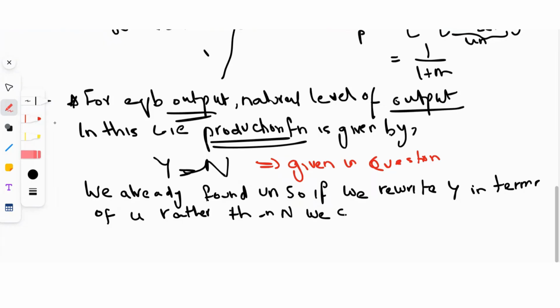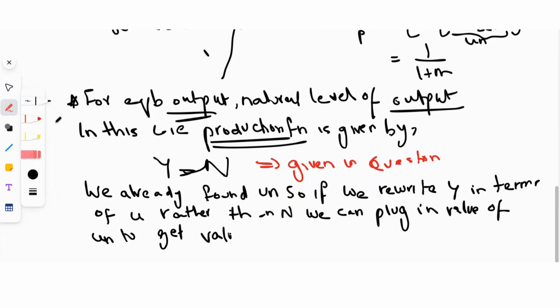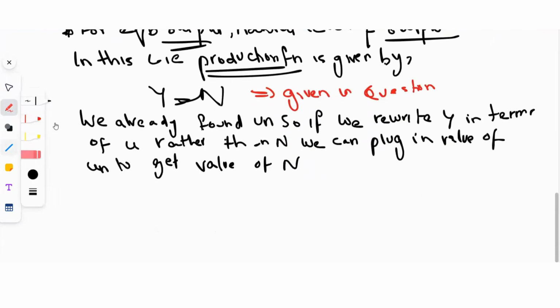We can plug in the value of un to get the value of y. We know, based on our production function, output is written in terms of the level of employment, but instead of n, if I write it in terms of the unemployment rate, then I can plug in the value of un to get the value of y.